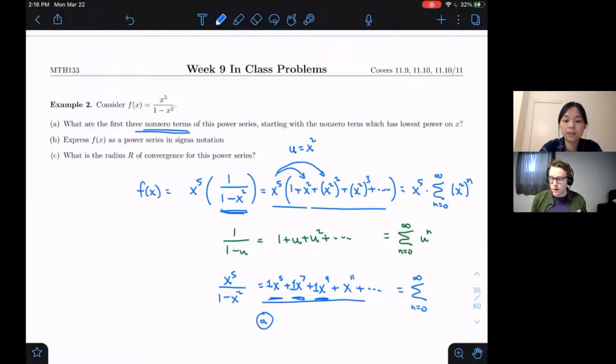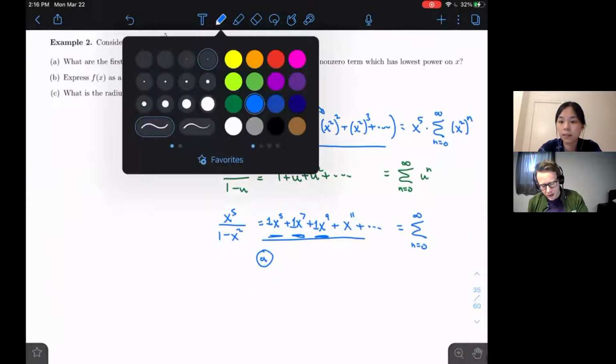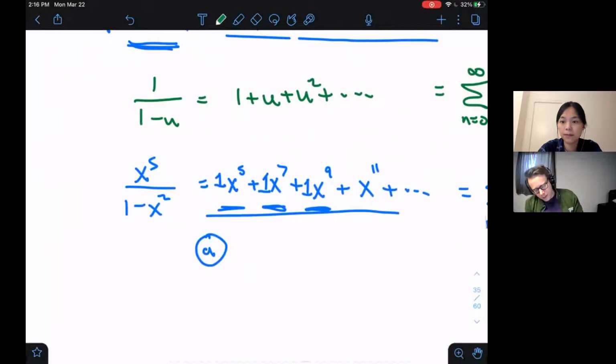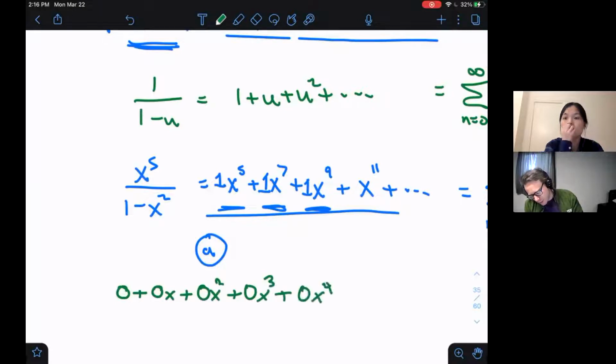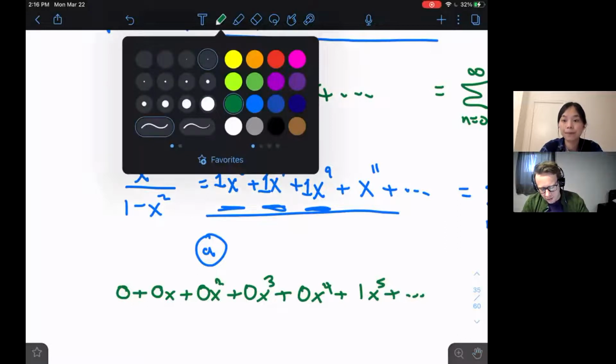So of course, there's a bunch of zero terms. If I wanted to write this out and be very specific, even with the zero terms and everything, it would be 0 plus 0x plus 0x squared plus 0x cubed plus 0x to the 4th plus 1x to the 5th plus, and so on. So that's why you often exclude the zero terms. In this case, there's quite a few of them, and you don't really get anything interesting until x to the 5th. And so that's why they usually say non-zero terms there. So, okay, that's the answer for part A.